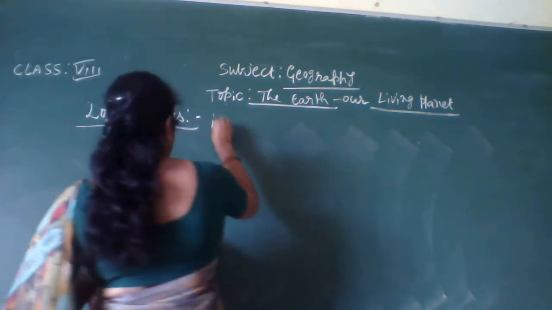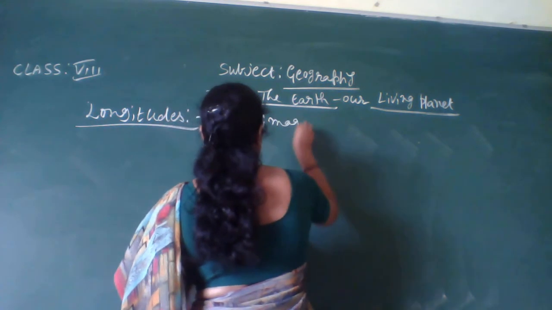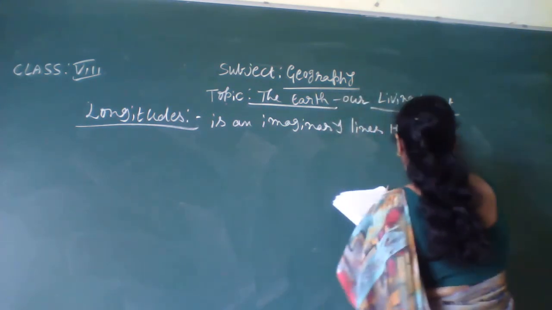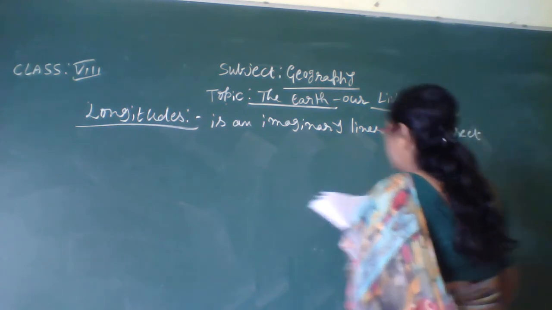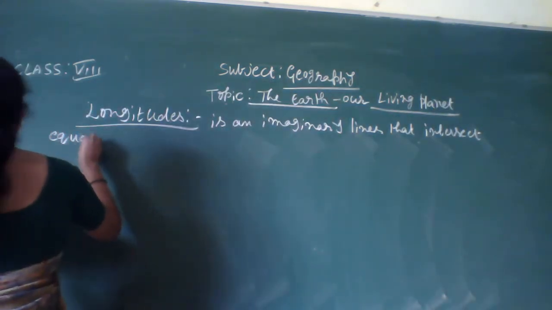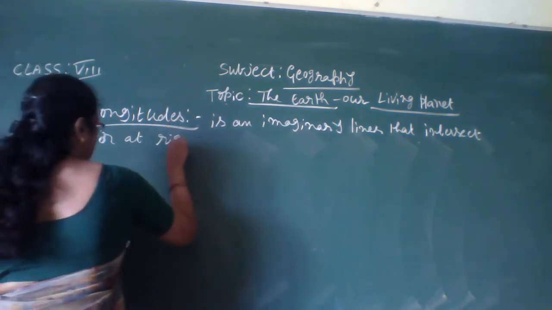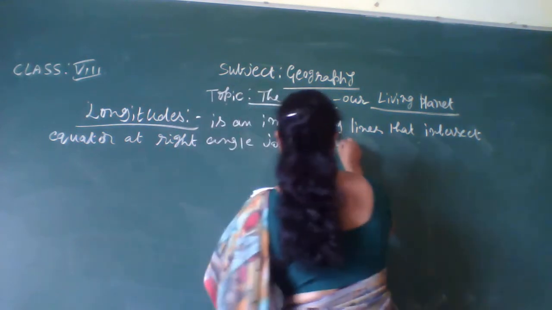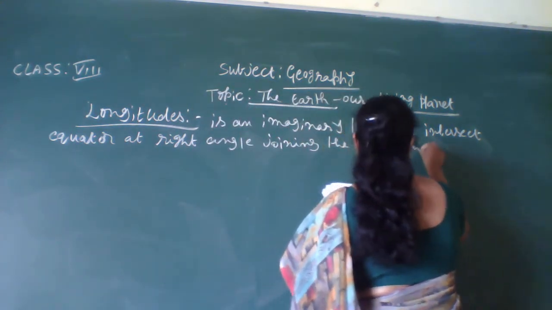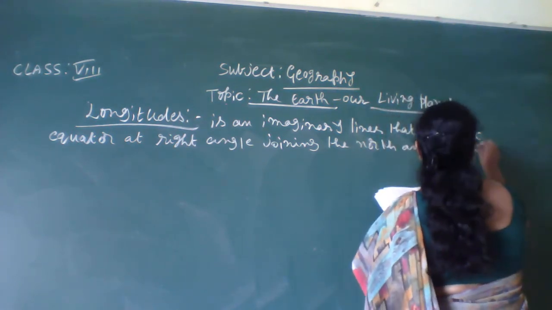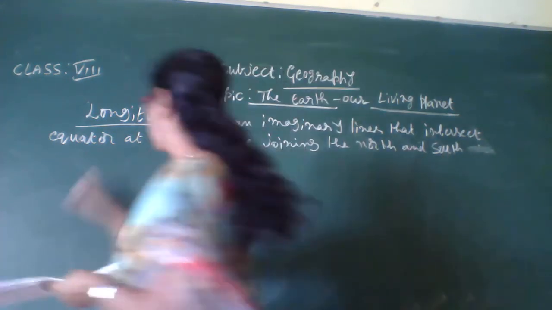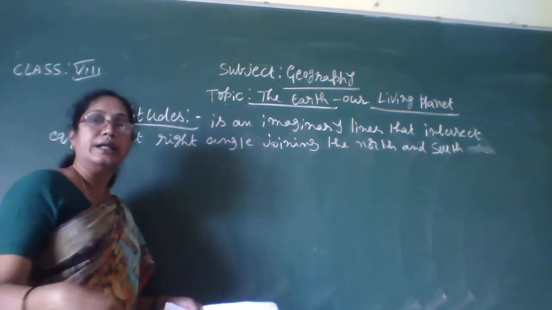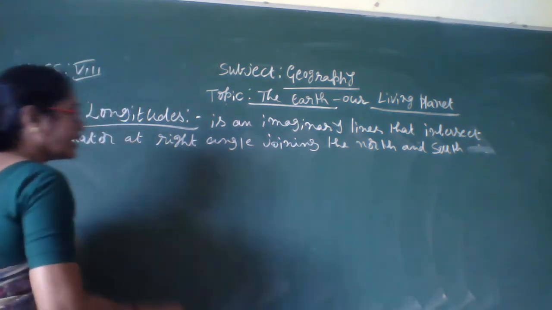Longitudes are imaginary lines that intersect the equator at right angles, joining the north and south, and are called longitudes. So longitudes is also an imaginary line. What does it do? It meets the equator at each point, going from north to south. So it is known as the longitude.